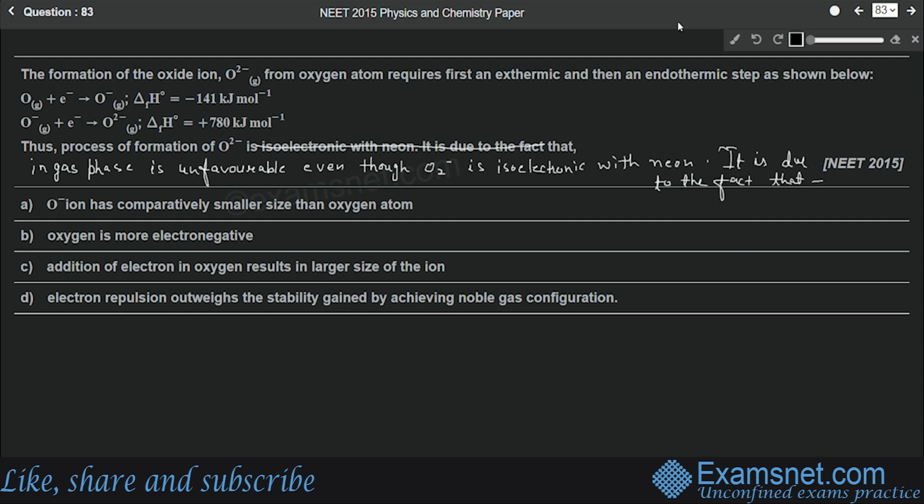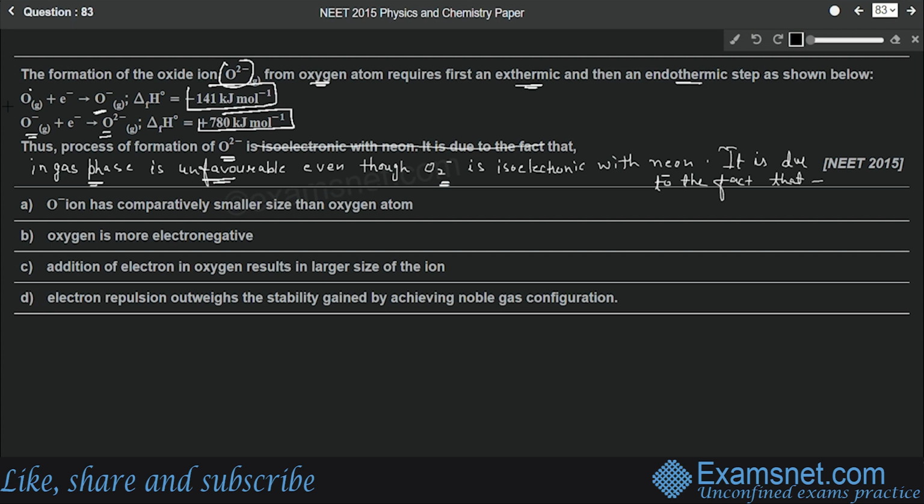Question number 83 is from the chapter Classification of Elements and Periodicity in Properties, and the question is: the formation of the oxide ion O2- from oxygen atom requires first an exothermic and then an endothermic step as shown below. In the first step, oxygen gains an electron to form O- ion, and this process is exothermic. Then in the second step, O- gains another electron to form O2-, and this process is endothermic. Thus, the process of formation of O2- in gas phase is unfavorable even though O2- is isoelectronic with neon.